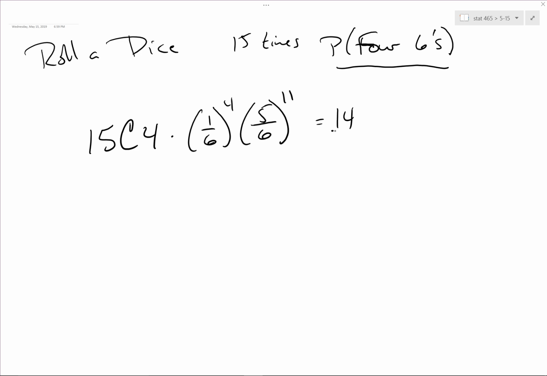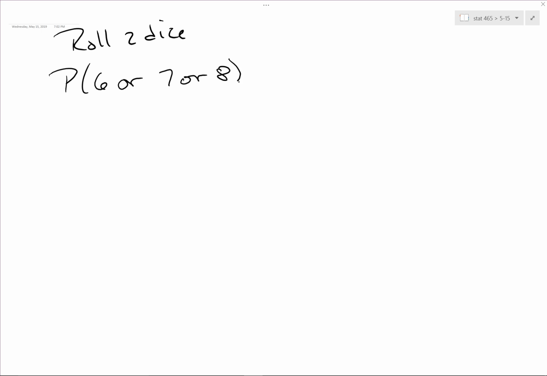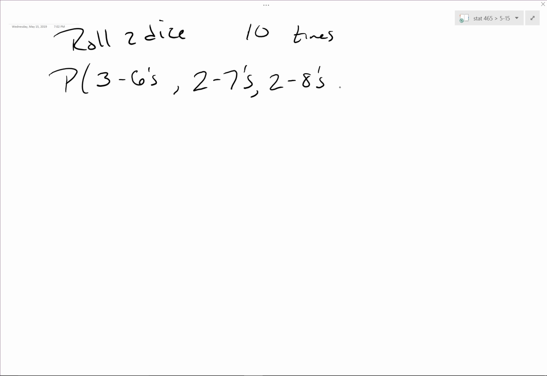Multinomial. Fun times. Now, let's do that one. Right, let's roll 2 dice. What is the probability that I get a 6 or a 7 or an 8? Well, let's not write it this way. It's the probability that, if I roll 2 dice 10 times, I get 3 6s. That's a sum of 6. 2 7s. 2 8s. And how many other dice are there? That's 7. 3 others.